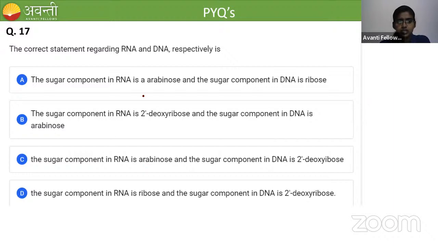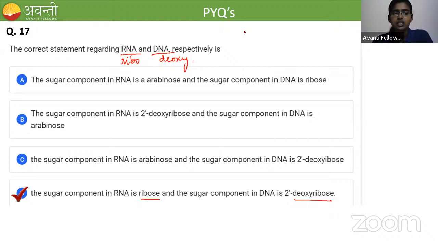So all the statements are related with the sugar molecule present in RNA and DNA, right? In case of RNA, it is ribose. The name itself is ribonucleic acid, right? And DNA is deoxyribonucleic acid. Just check for it. Arabinose is not the sugar. The sugar is actually the ribose sugar. You can find the ribose sugar for RNA in option D. And DNA is deoxyribose. So the correct answer is option D for this question. Okay. Clear for all?